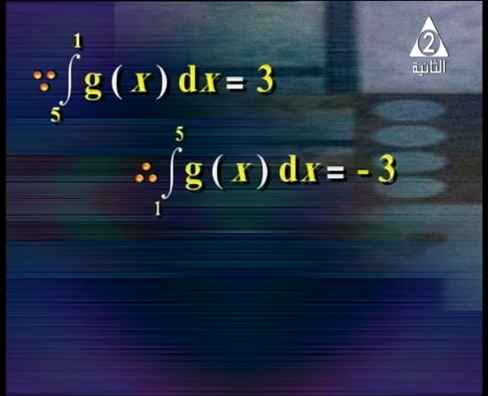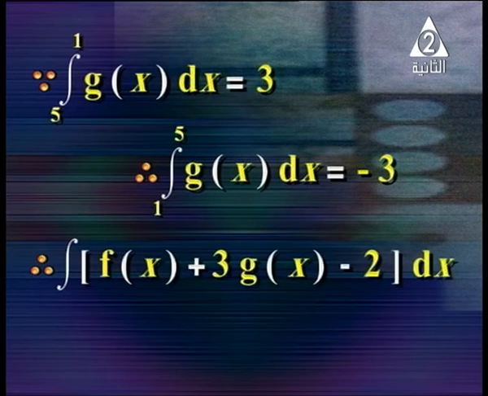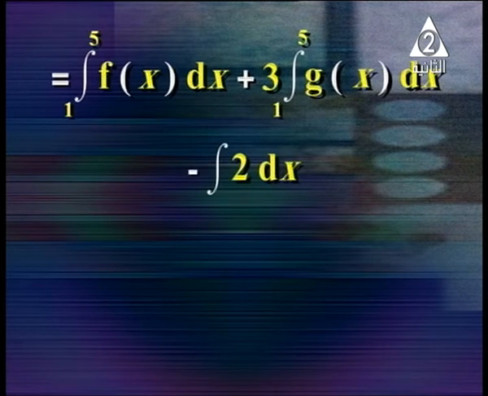Solution. Integration of g of x dx equals 3 from 5 to 1. Therefore, integration from 1 to 5 of g of x dx equals negative 3. By substitution into the integration of f of x plus 3 g of x minus 2 with respect to dx from 1 to 5, the answer is the integration of f of x dx from 1 to 5 plus the constant 3 multiplied by the integration from 1 to 5 of g of x dx minus the integration of 2 dx.